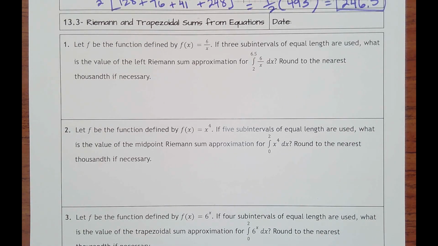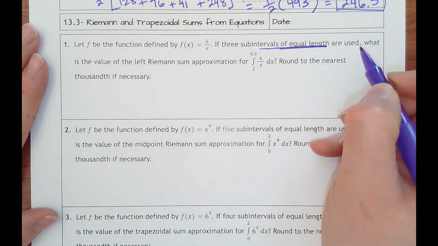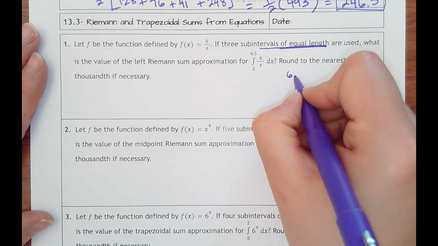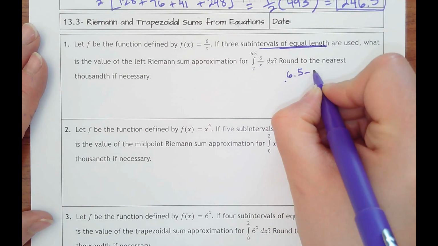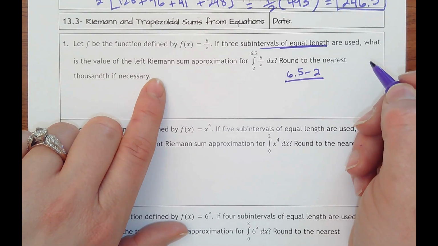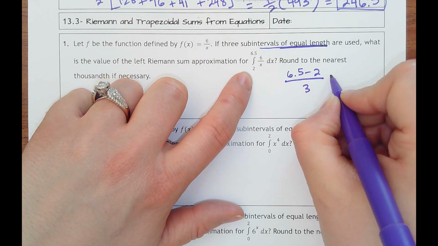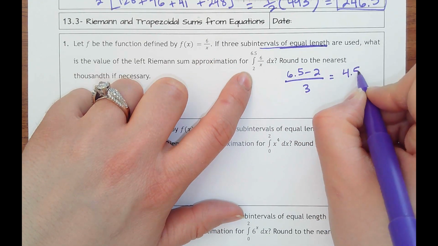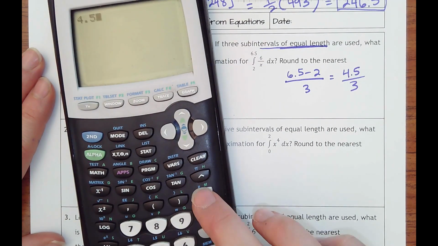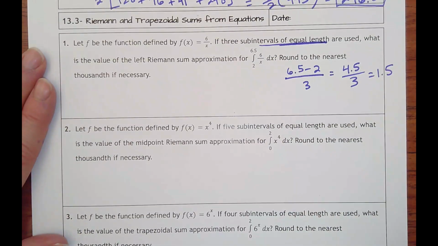So first, what I would want to understand is that the subintervals this time are of equal length. So we need to find the distance we're covering for our x value. You take 6.5 minus 2, and they want us to have three subintervals. So 6.5 minus 2 would be 4.5, divided by 3, and that is 1.5. So let me make a table real quick.